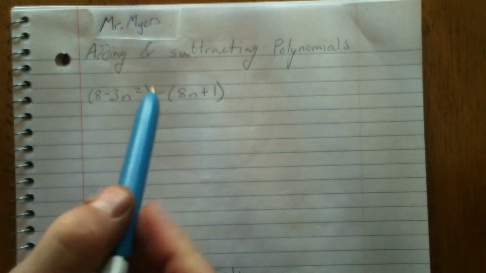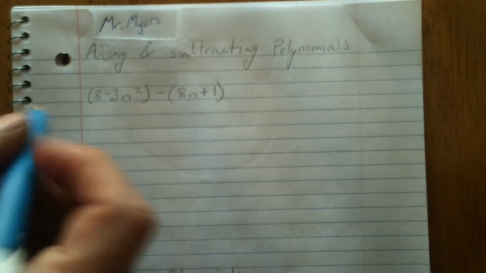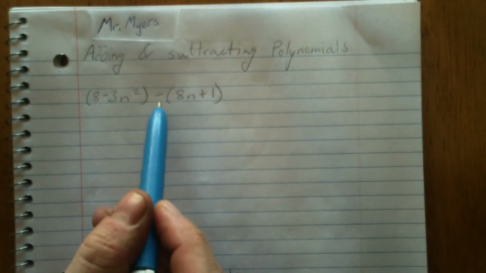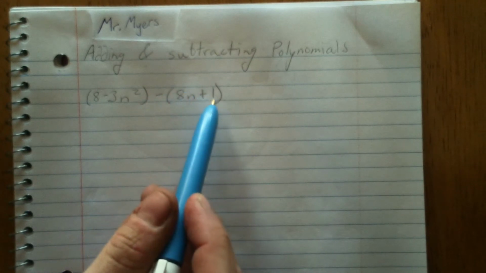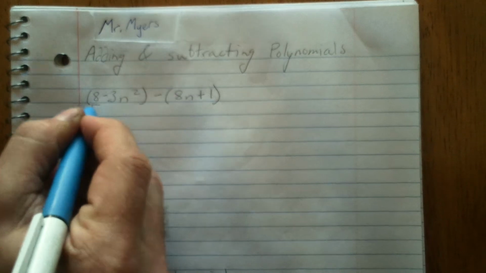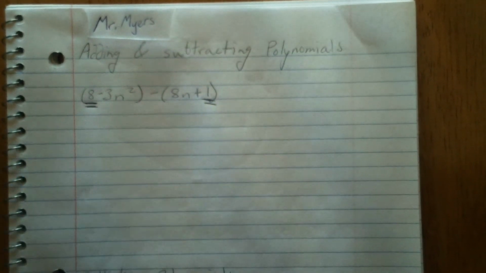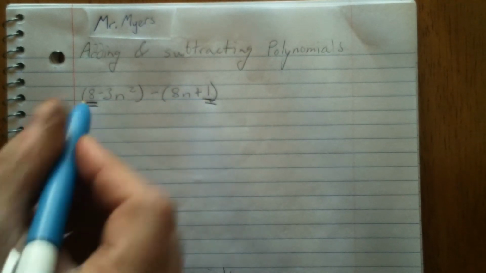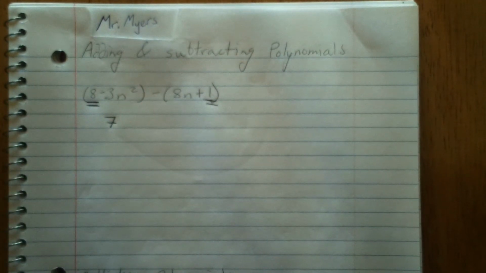So we could distribute the negative sign, which is what we're going to do in essence. So I've got 8 minus 3n squared minus 8n, and then distribute the minus, so minus 1. So notice 8 here and 1 here are like terms. So 8 minus 1 is 7. So I'm going to get 7 there. And then minus 3n squared.